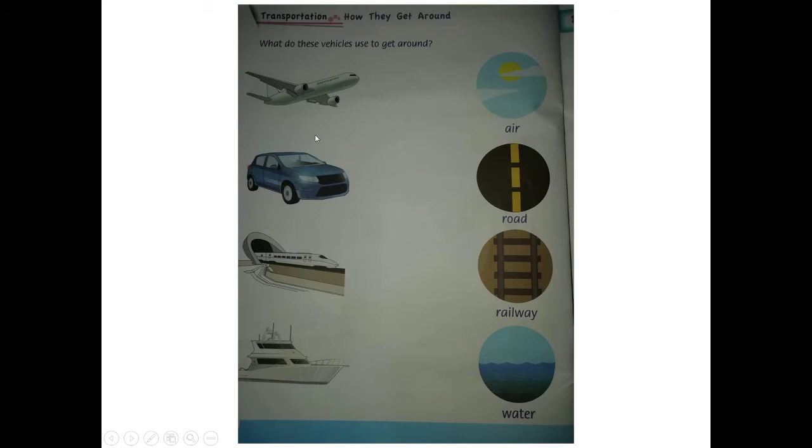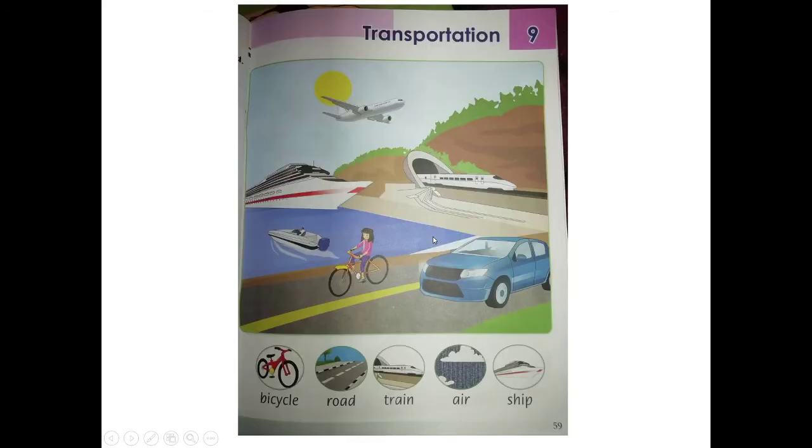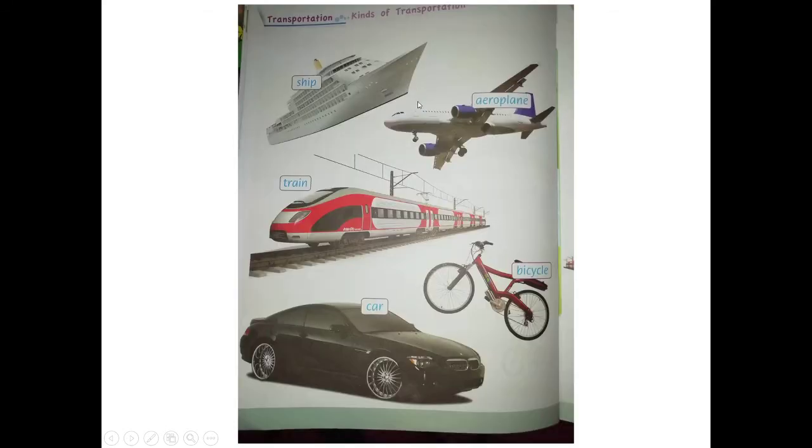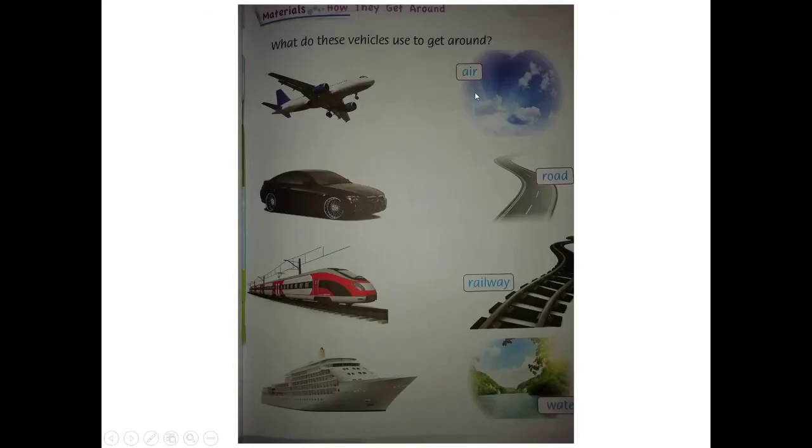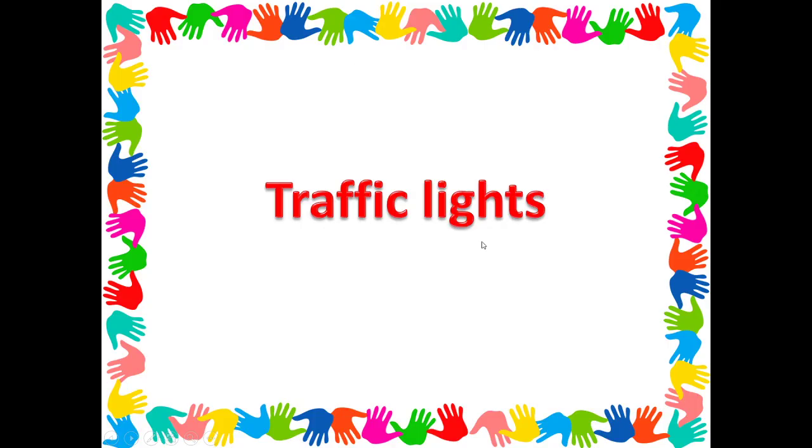This is how these vehicles get around. Airplane through air, car through the road, train through the railway, ship through water. Now, this is the same transportation, moving around. We have ship, airplanes, trains, bicycle, and car. How do they get around? Through air, road, railway, and water.